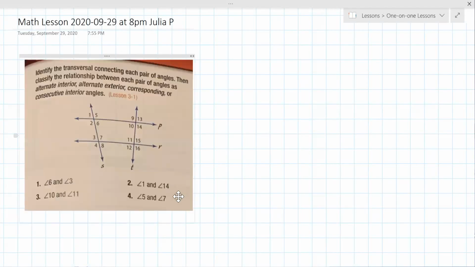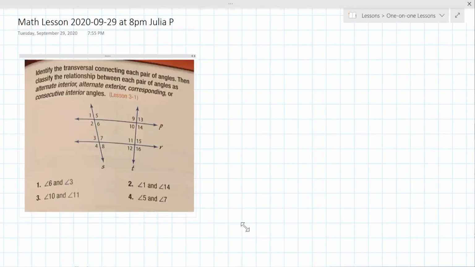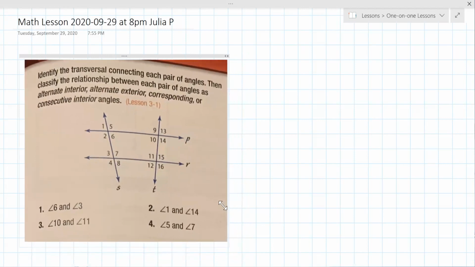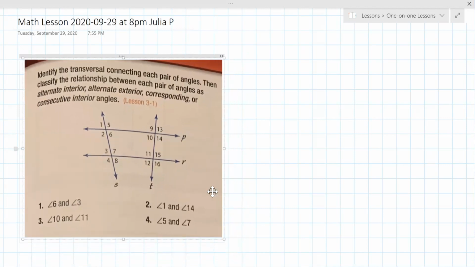Pasted in the first question. All right, so the question asks about whether the angles are alternate interior, alternate exterior, corresponding, or consecutive interior angles. So we'll go with 6 and 3. So 6 is here and 3 is there.